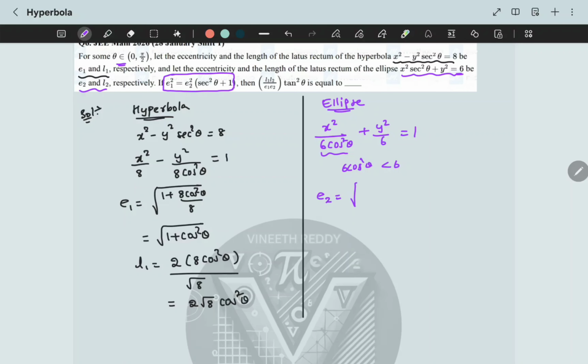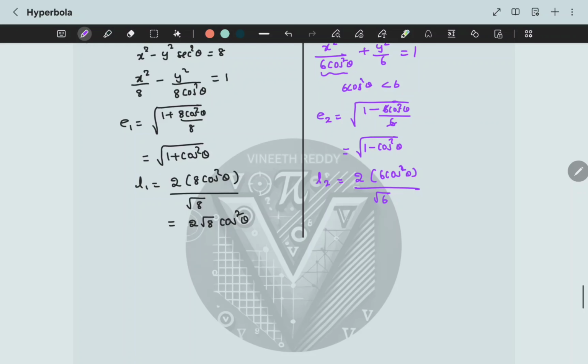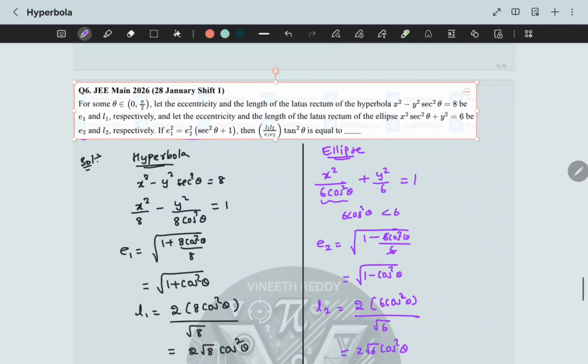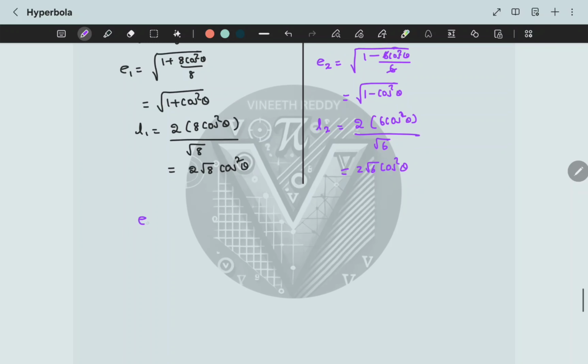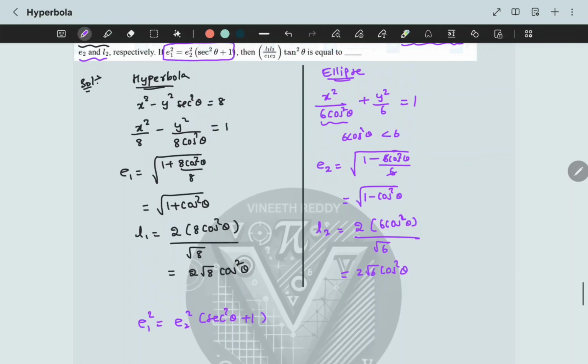So write down the eccentricity as under root 1 minus, now what should I write here? 1 minus a square by b square. Yes, a square by b square. So we have under root 1 minus cos square theta, and the length of the latus rectum will be 2a square by b, dear students, 2a square by b. So we can write this as 2 root 6 cos square theta. Now what is the relation between E1 and E2? So E1 square is nothing but E2 square into secant square theta plus 1, I believe.